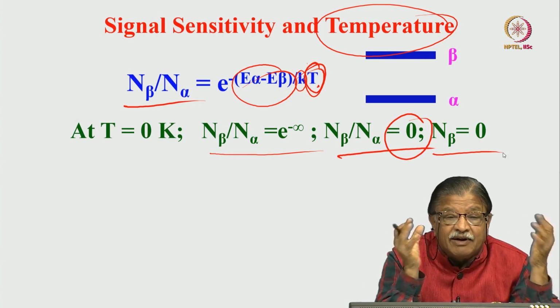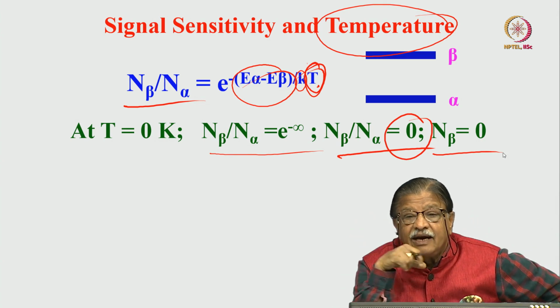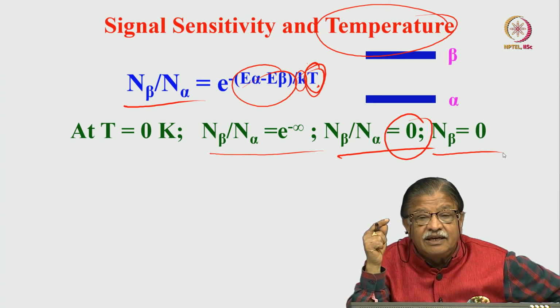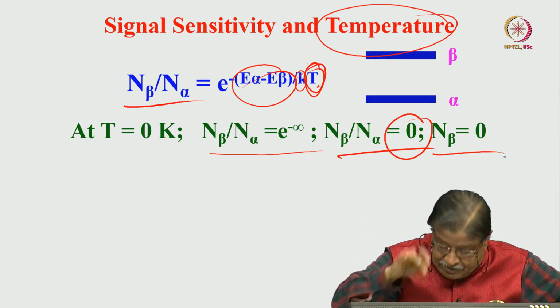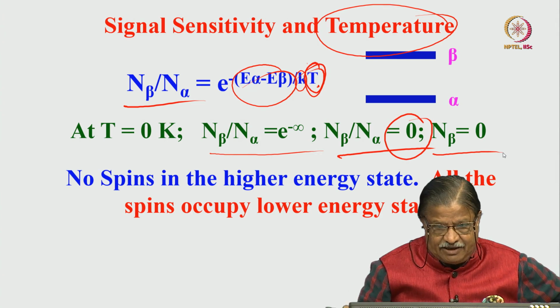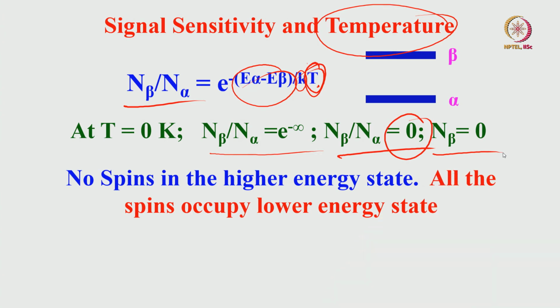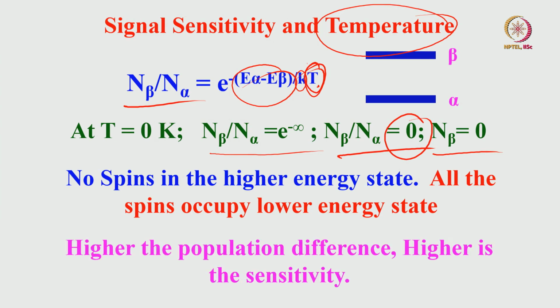That means the number of spins in the beta state, the higher energy state, is 0. What does it mean? It means all the nuclear spins are in the alpha state, in the lower energy state. When all the spins are in the lower energy state, what is the advantage? The population difference is very high. That is what is going to happen. Higher the population difference, higher the sensitivity. That means if you go to the lowest temperature, 0 K, all the nuclear spins will occupy the lower energy state, the alpha state. As a consequence, sensitivity will be better.